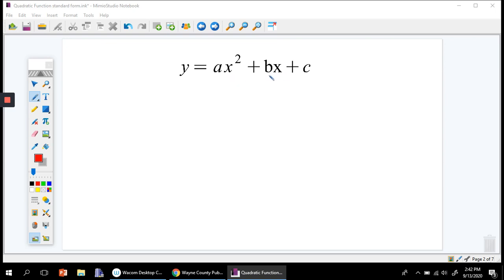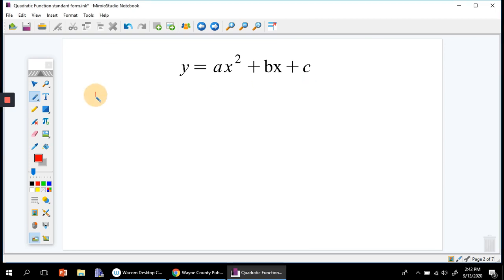Bx, or b here, is the coefficient of x. Notice that the exponent of x here is 1. So the coefficient of x raised to 1 is your b. While here, the exponent of your x is 2, which is the leading term. So the leading term here is ax squared and the coefficient is a. Now, c here is the constant term or a number term. This is a term without a variable.